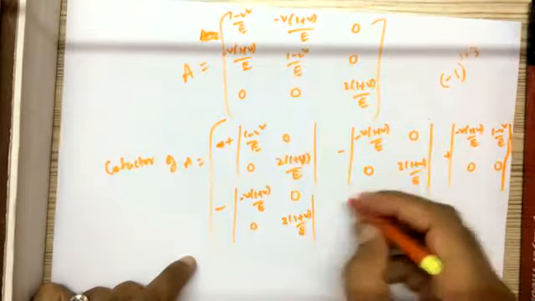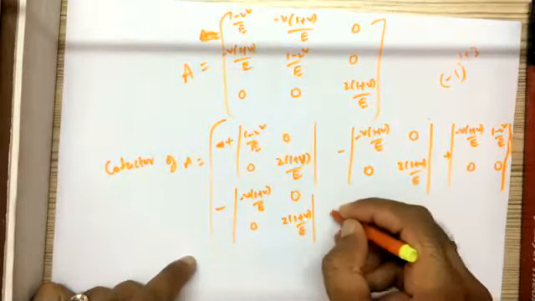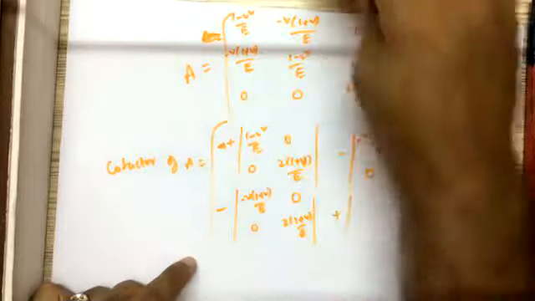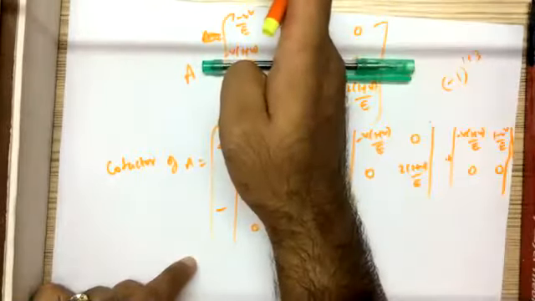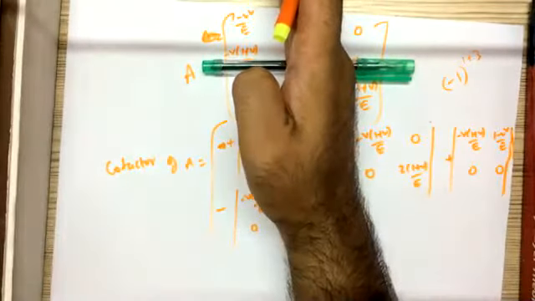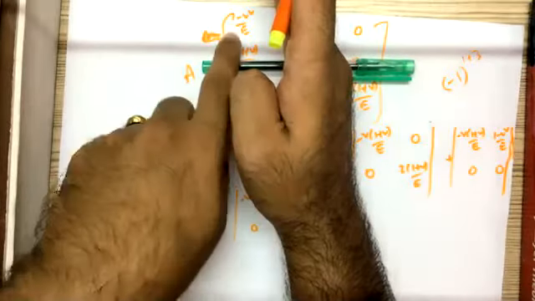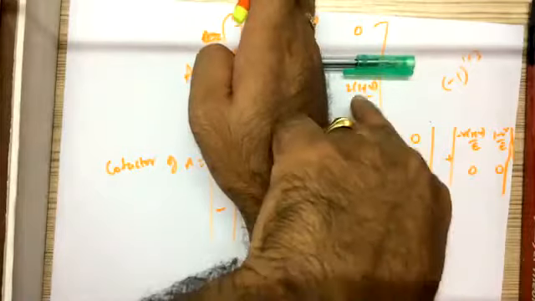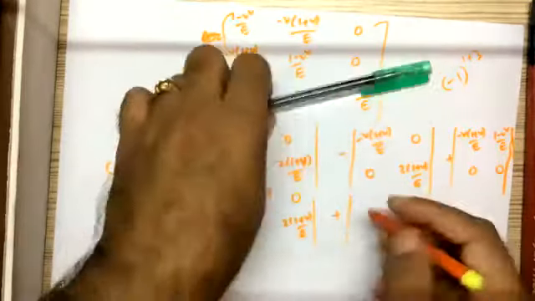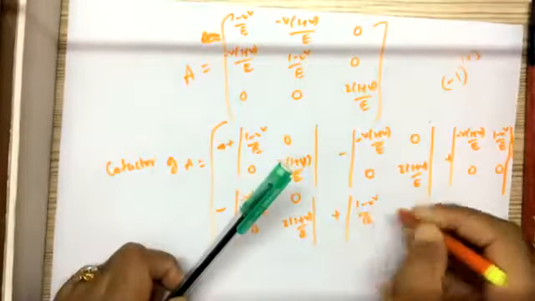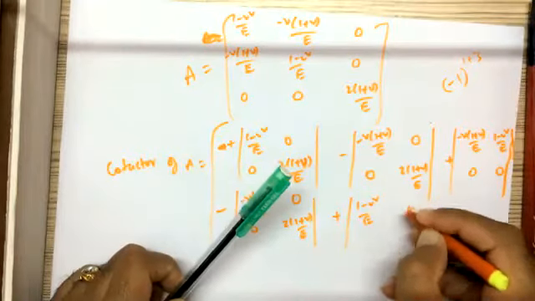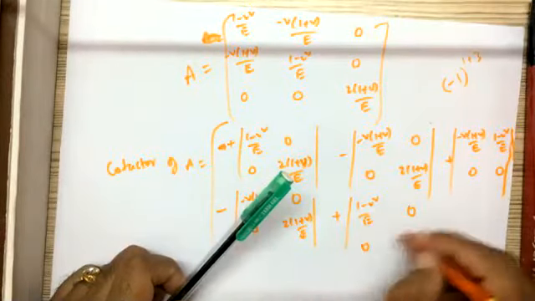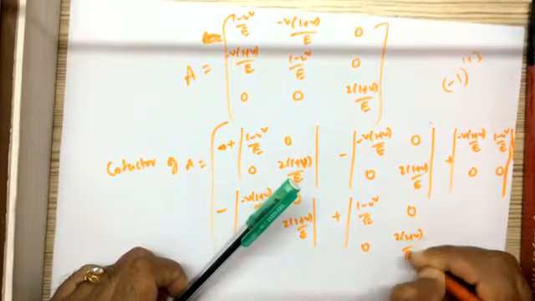Next, 2 element. Minus 1 whole power 2 plus 2 is plus 1. Eliminate that particular row and column. What is remaining? 1 minus mu square by e, 0, 0, 2 into 1 plus mu by e.